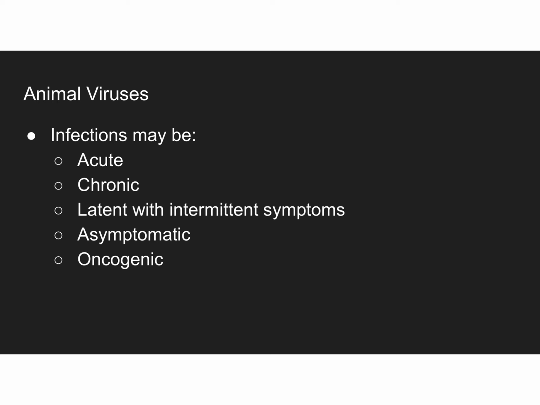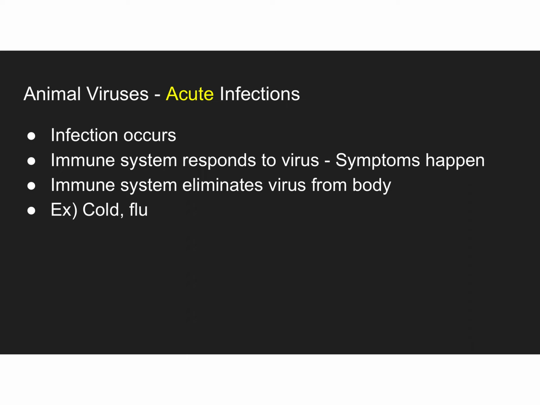There is a variety of how animal viruses infect their organisms. So infections can fall into one of these categories. So infections can be acute, chronic, latent with intermittent symptoms, asymptomatic, or even oncogenic. And on the following slides, we're going to talk about each one of these types of infections in more detail. So first we'll talk about acute infections.